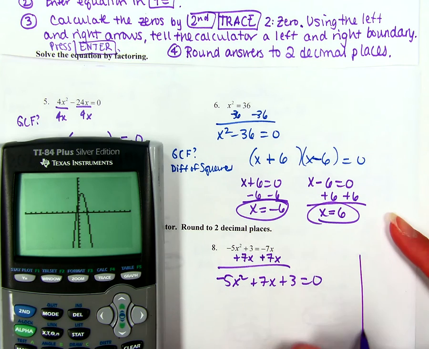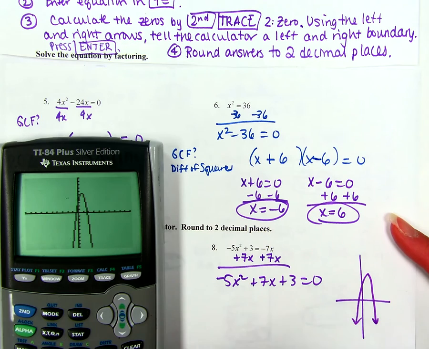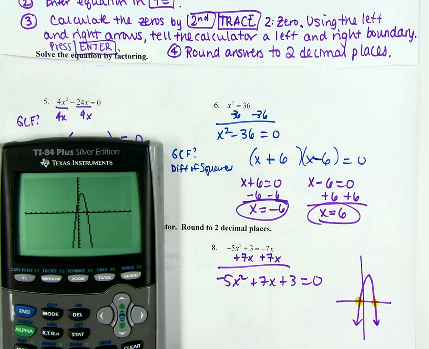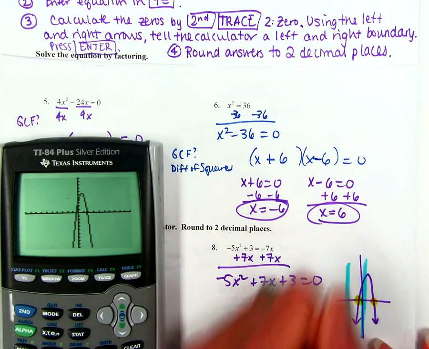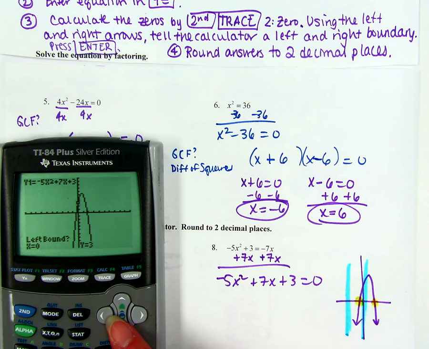And I'm just going to draw a sketch so you see what we're doing. It kind of looks like this. You're finding where are these two locations? Where are the two places where your graph crosses the x-axis? Well, you need to set up a little boundary. So hit second trace, and we want to calculate the 0.